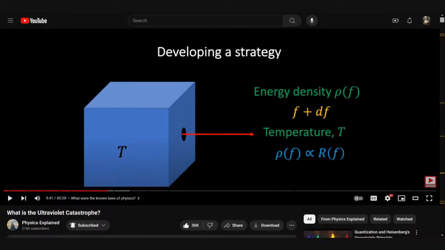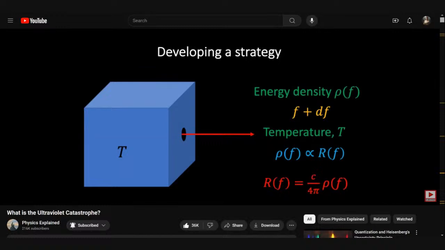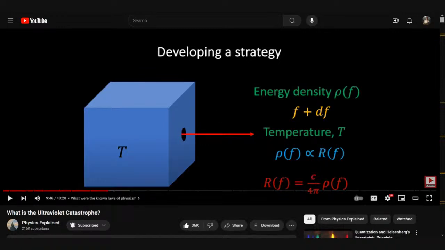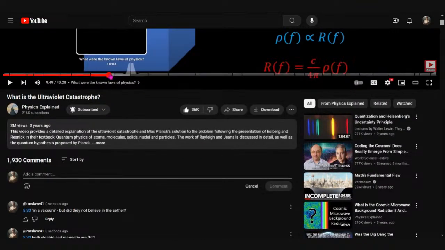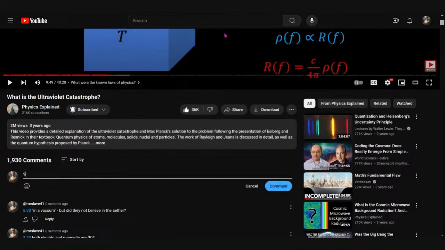I don't even know the difference. In fact, the spectral radiance is equal to c over 4 pi times the energy density. Why is that? Why is the speed of light being mentioned here? And we'll return to this result later. What is rho? Rho is the density, it's the energy density, and R is the radiance. I don't know how they measure. He's not showing the measuring. It's not showing the apparatus. So this is 9:46.